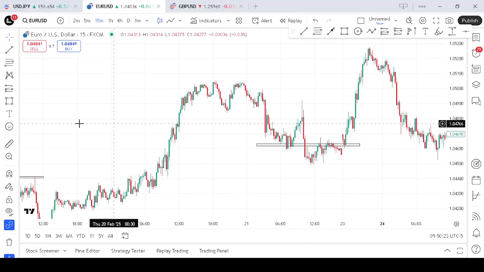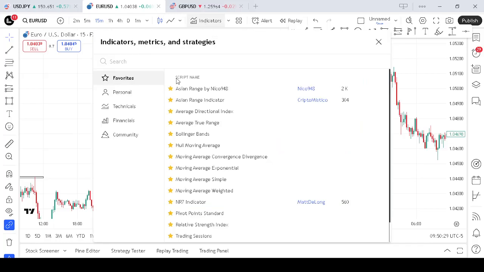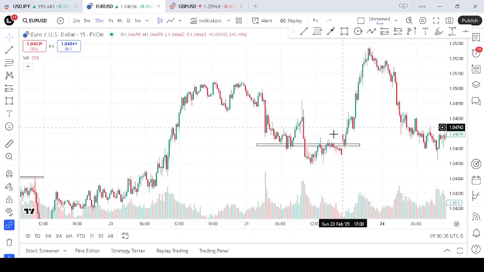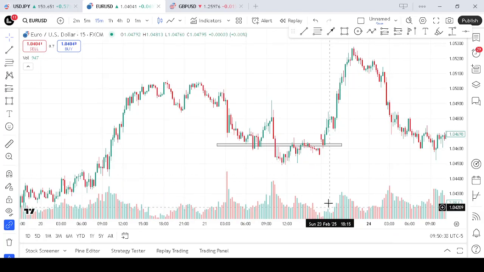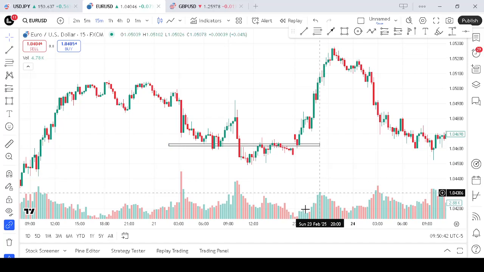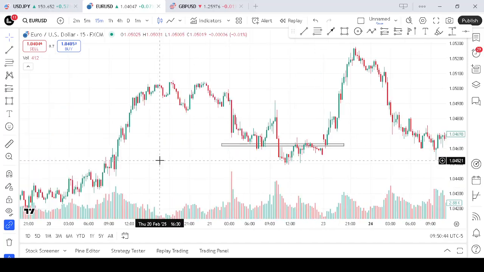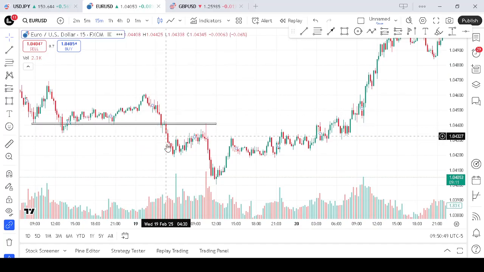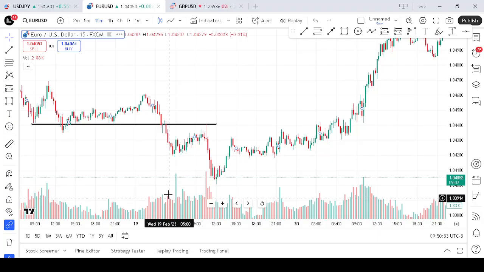Volume plays a crucial role in confirming the genuineness of the breakout. So bear with me as I add my volume indicator. When you see this breakout, you see an increase in volume. Look at this area where price broke out from. You see the increase in the volume. Let's look at the other side. When price broke out to the downside, you see the increase in the bearish volume.